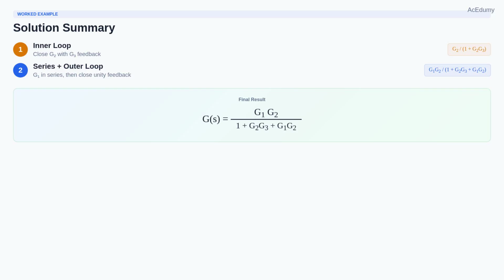Let us recap. We started with a block diagram containing two nested feedback loops. In 2 steps, we found the overall transfer function. Step 1. We closed the inner loop, G2 with G3 feedback, to get G2 over 1 plus G2 G3. Step 2. We combined G1 in series with the inner closed loop, then closed the outer unity feedback loop. Final result: G of s equals G1 G2 over 1 plus G2 G3 plus G1 G2. 2 rules, 2 steps, done.